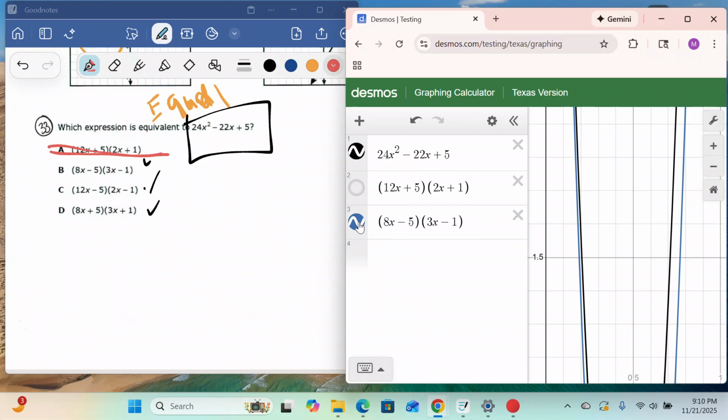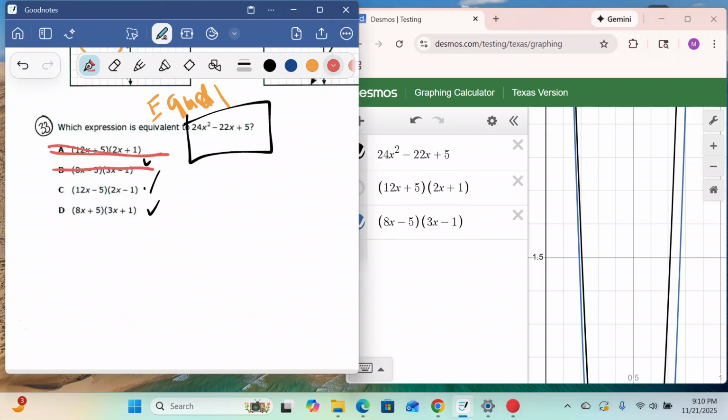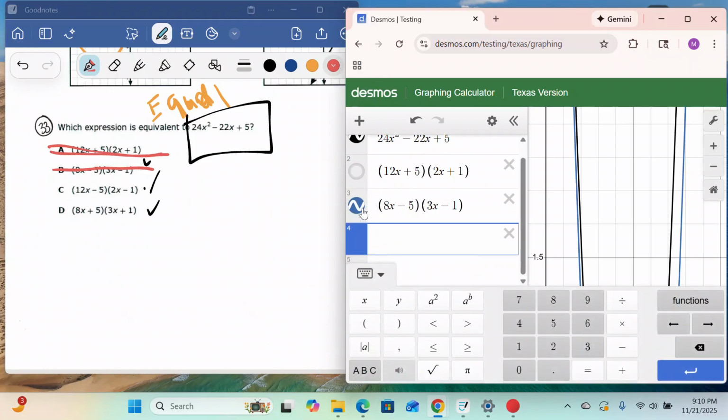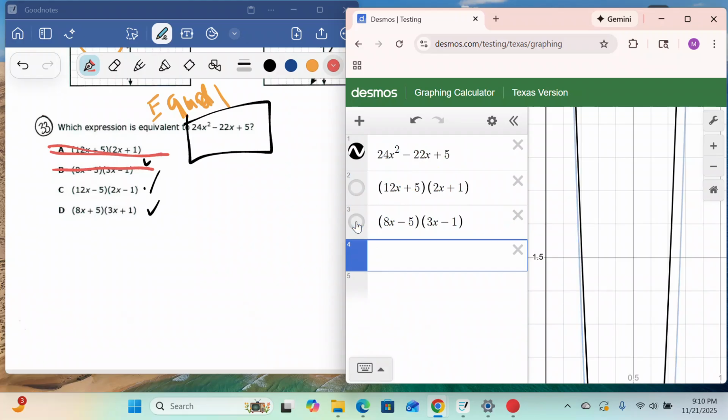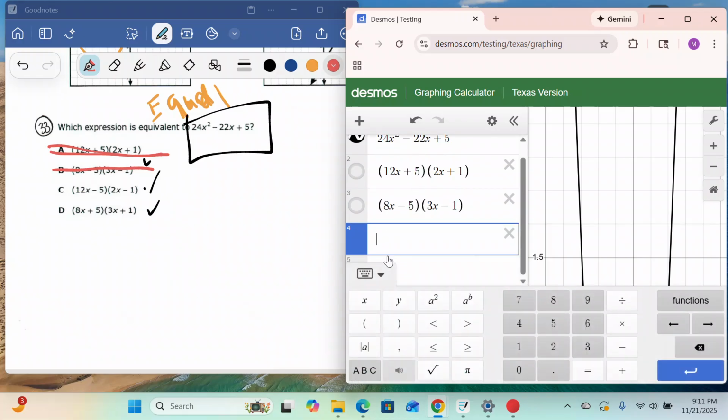So most likely, if I put this one correctly, let me just double check. 8x minus 5, 3x minus 1. This one is also probably going to be wrong. And then let me check that I inputted this one correct. So let's input the next one. So I'm going to unclick this one. And then I'm going to do this one. And again, B was very, very close, but no cookie for that one.